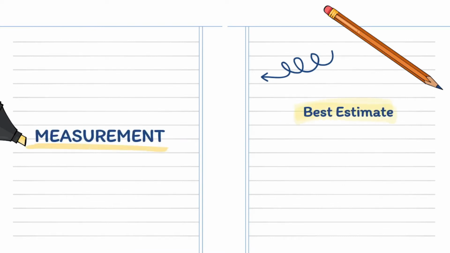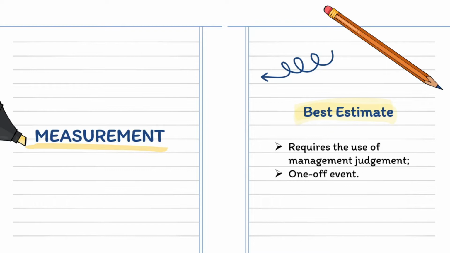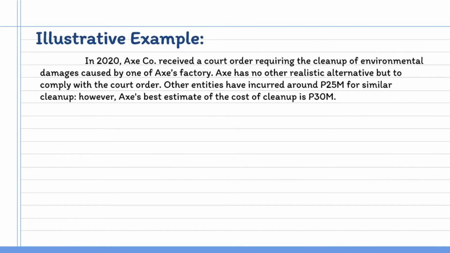Measurement. Paano ba natin mini-measure ang provision? As a general rule, yung provision mini-measure siya at the best estimate. It requires the use of management judgment. It is also used in one-off event or single obligation. Illustrative example. In 2020, AXCO received a court order requiring the cleanup of environmental damages caused by one of AX's factory. AX has no other realistic alternative but to comply with the court order. Other entities have incurred around 25 million for similar cleanup. However, AX's best estimate of the cost of cleanup is 30 million.